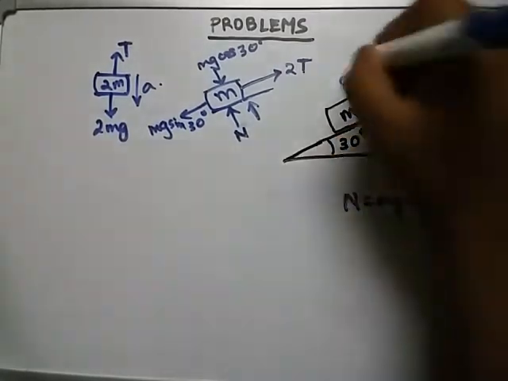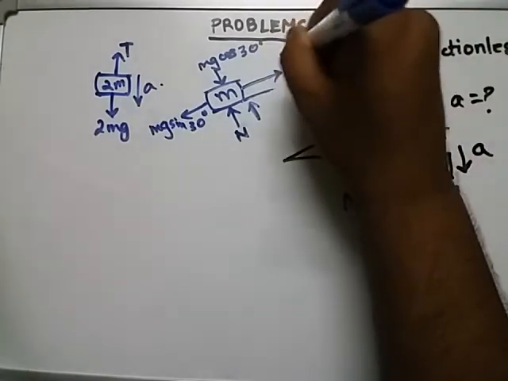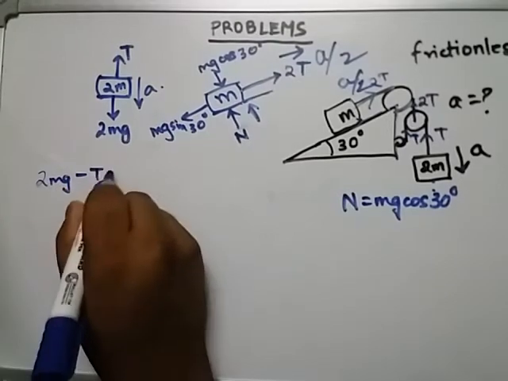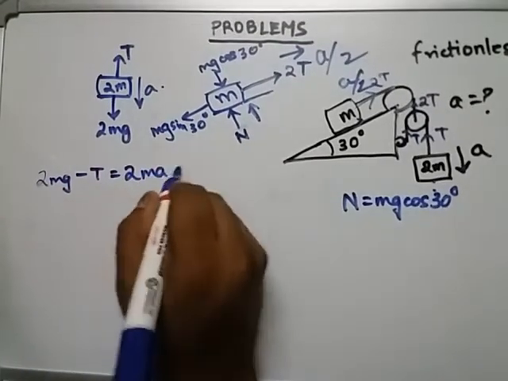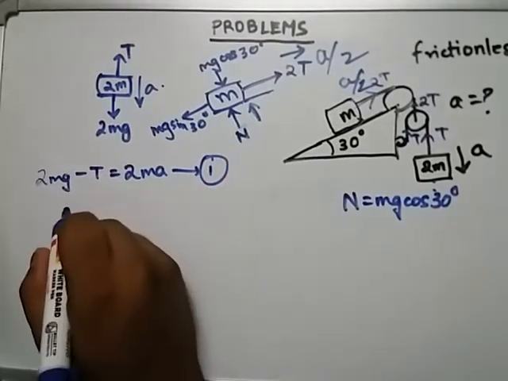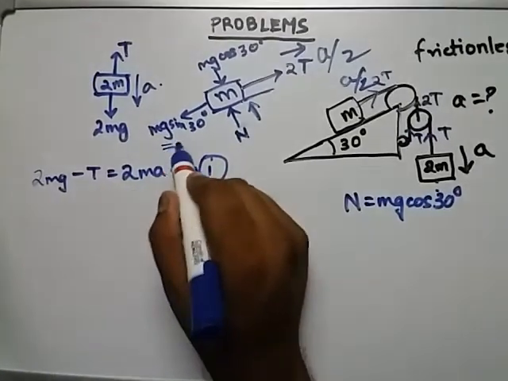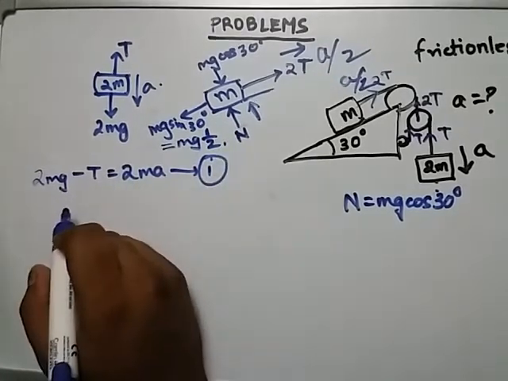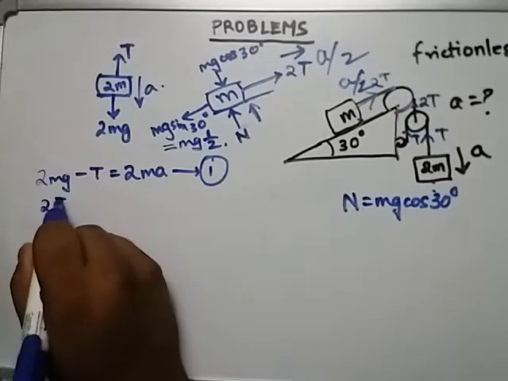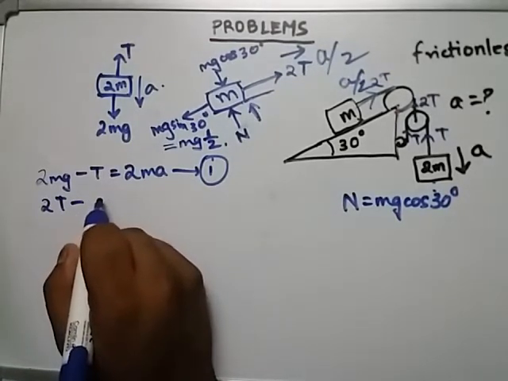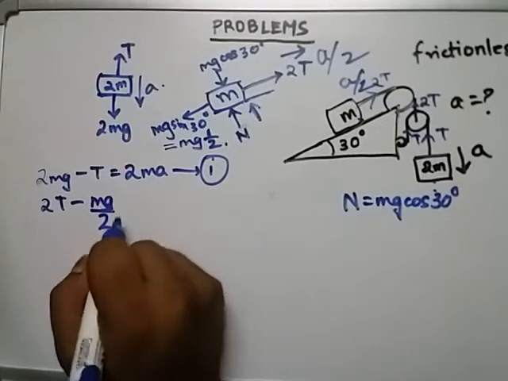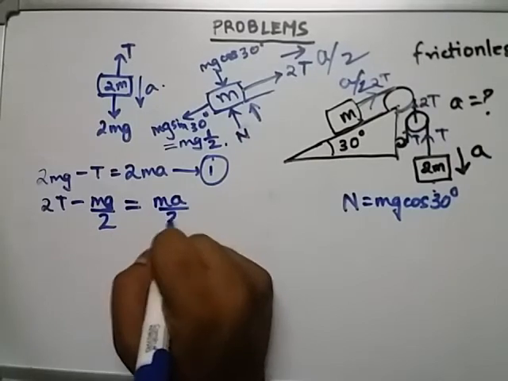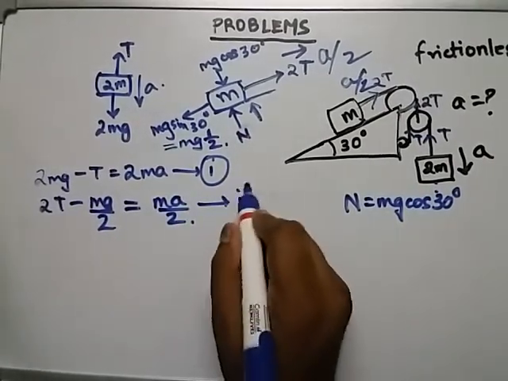So now let us write the force equations. So 2mg minus T equals 2ma, that is equation number 1. Again mg sin 30 equals mg by 2, since sin 30 is half. So we can write 2T minus mg by 2 equals ma by 2. This is equation number 2.